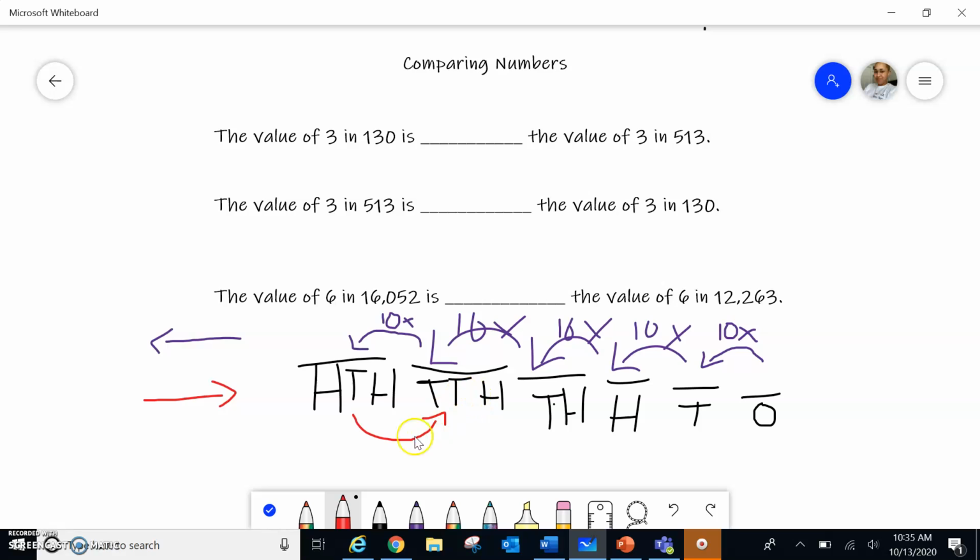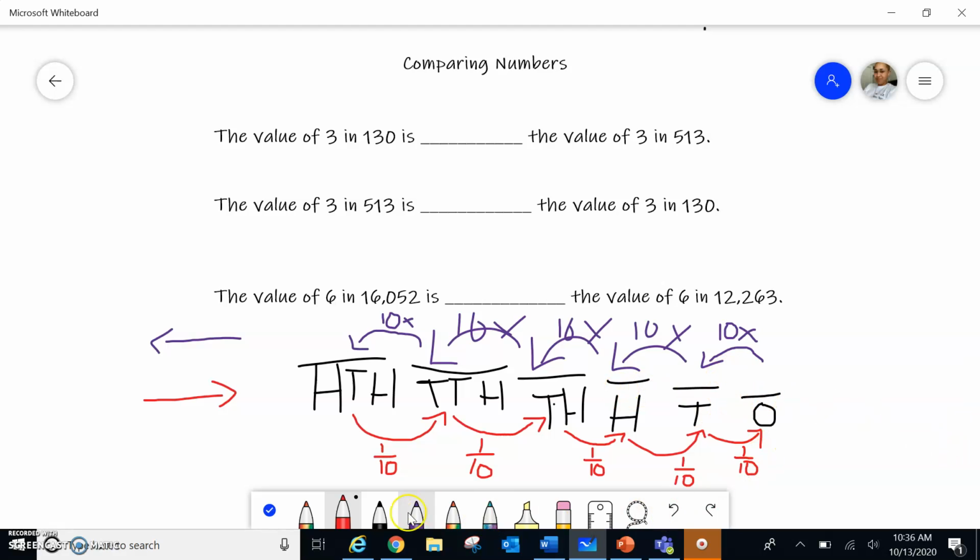So the 10,000s place is 1/10 less than the hundreds, thousands. The thousands place is 1/10 less than the 10,000s place. Hundreds place is 1/10 less than the thousands place. Our tens place is 1/10 less than the hundreds. And our ones place is 1/10 less than the tens place. Alright, so every time you move to the right, it's gonna be 1/10 less.